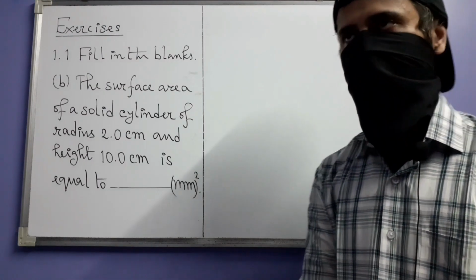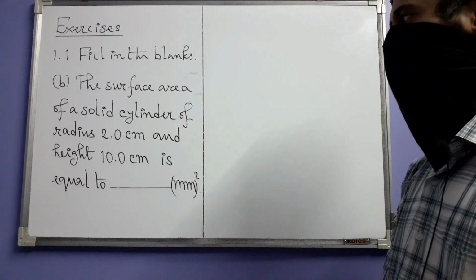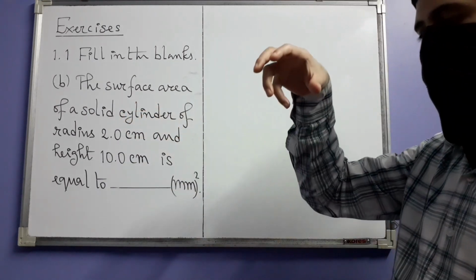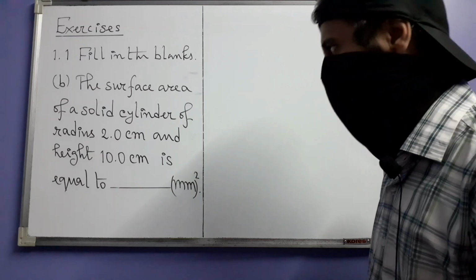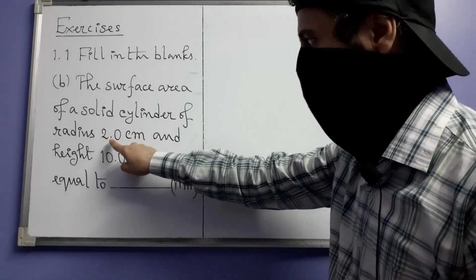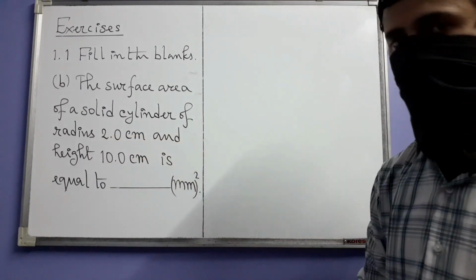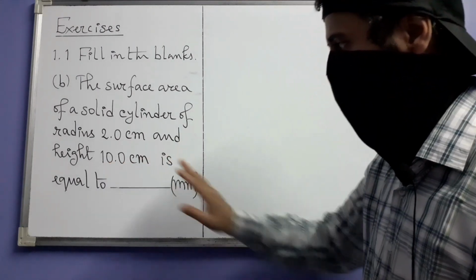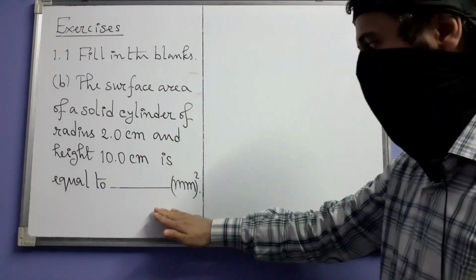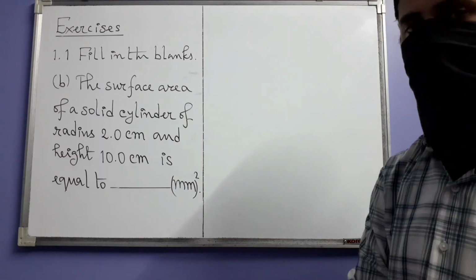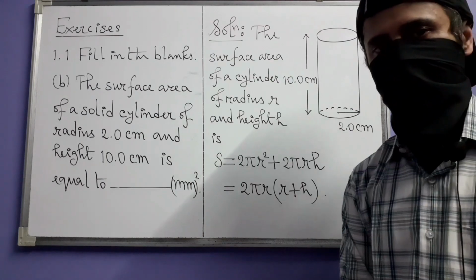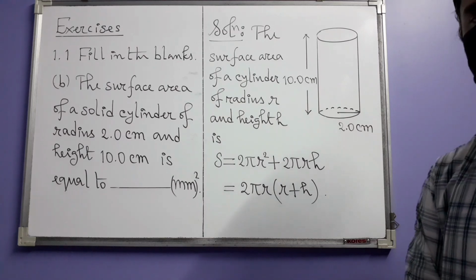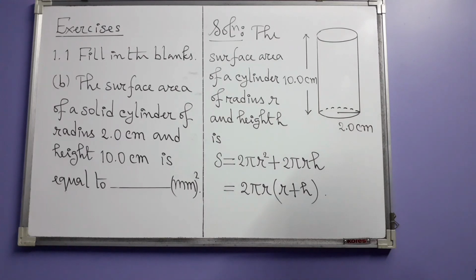So the next one is this, B. The surface area of a solid cylinder, you know what a cylinder is, what the shape is, of radius 2.0 centimeter and height 10.0 centimeter is equal to dash square millimeter. So let us first see the geometry. You already know all these things, but still let's see.